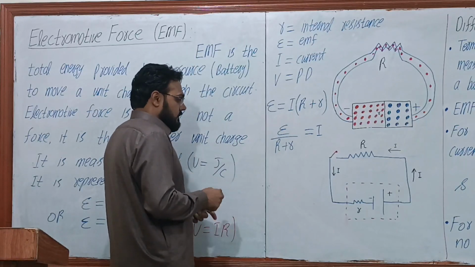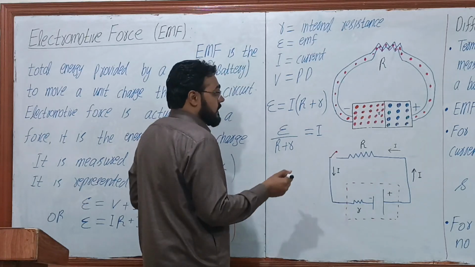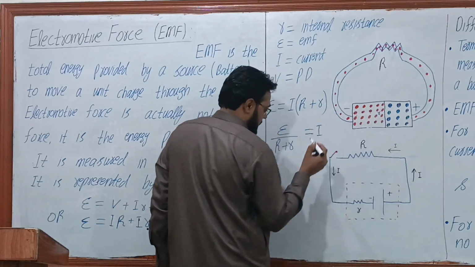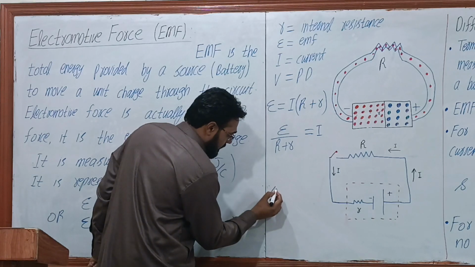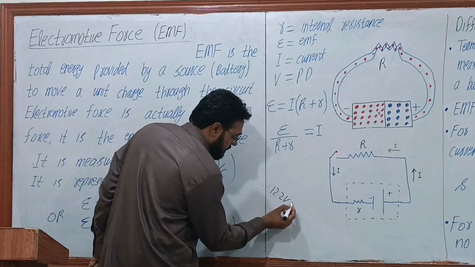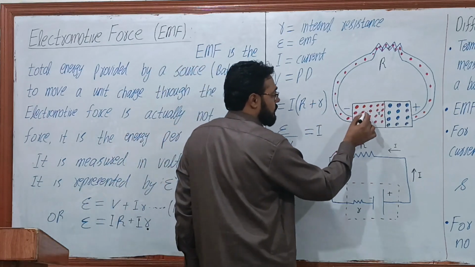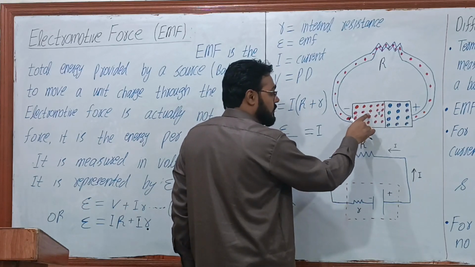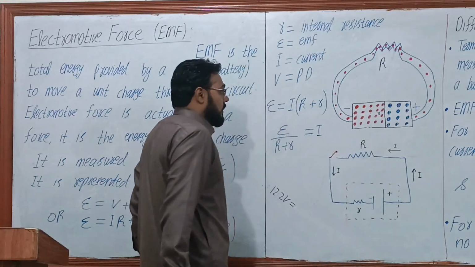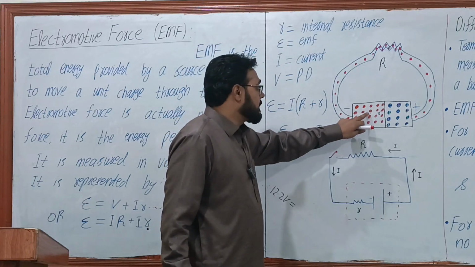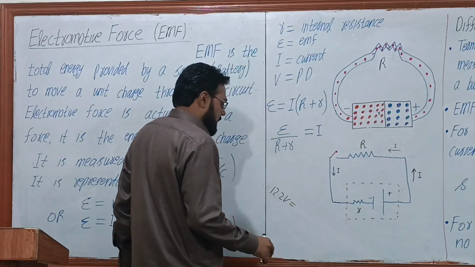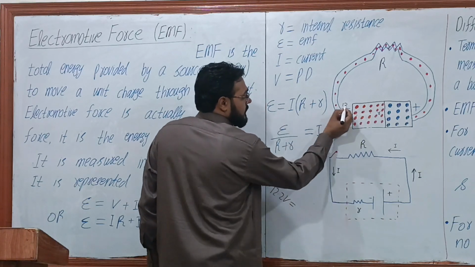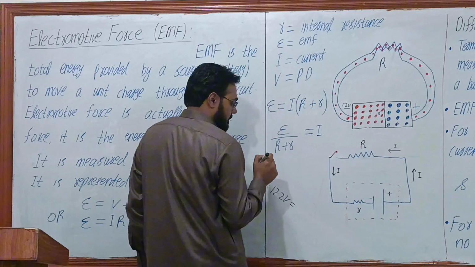For example, this battery provides 12.2 volt energy to this charge to move through a circuit. 0.2 volt is lost inside the source because of the collision with other particles inside the battery, and 12 volt is left at the terminal. So the terminal voltage will be 12 volt.